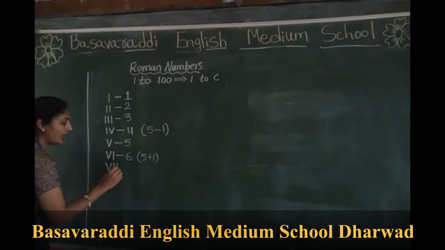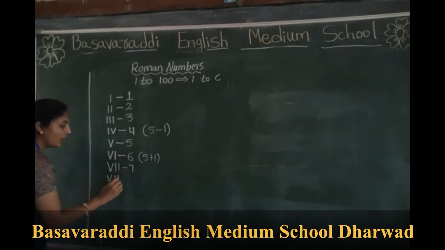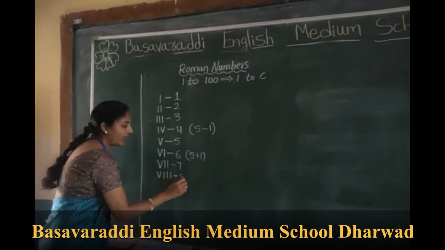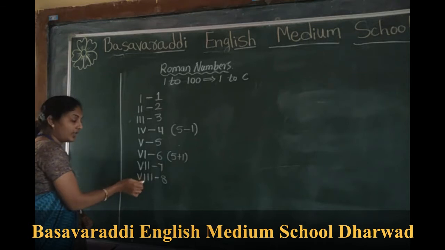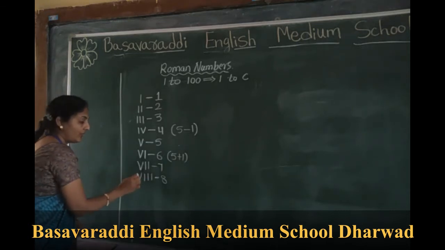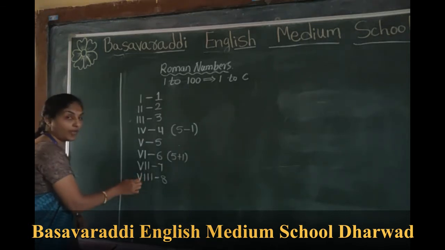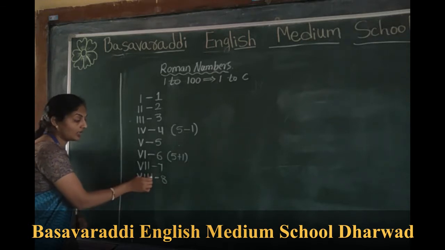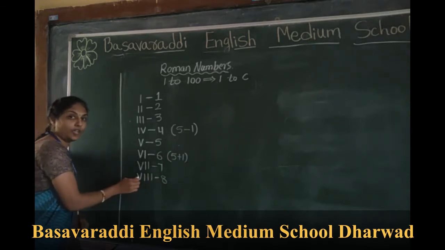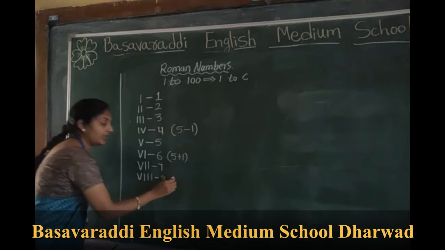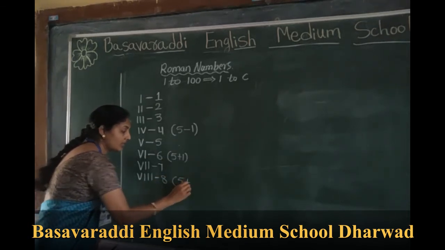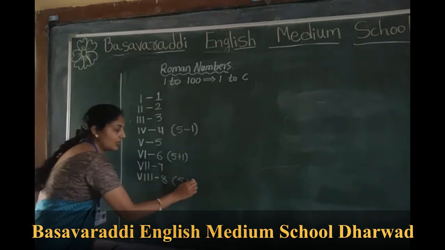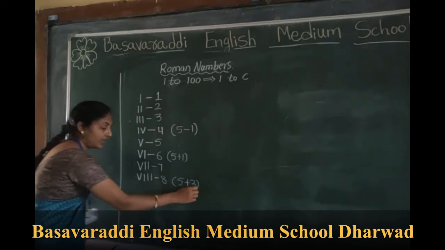VII is equal to 7. VIII is equal to 8. The Roman numerals are repeated here. The value of the V is 5, and three Roman numerals are repeated here. So V plus 3. The value of the V is 5, then I, I, I. So 5 plus 3 is 8.